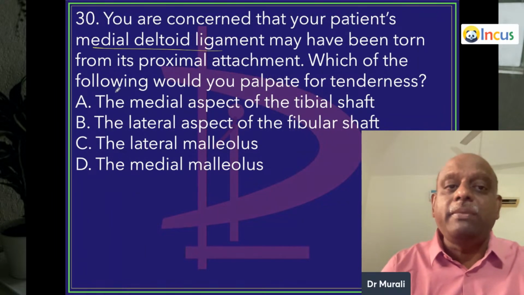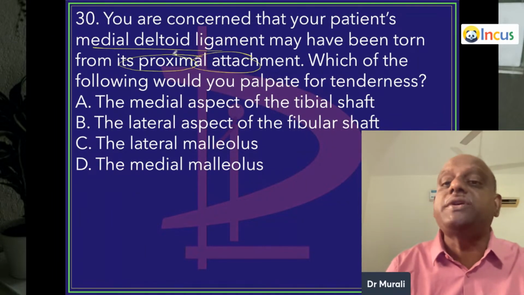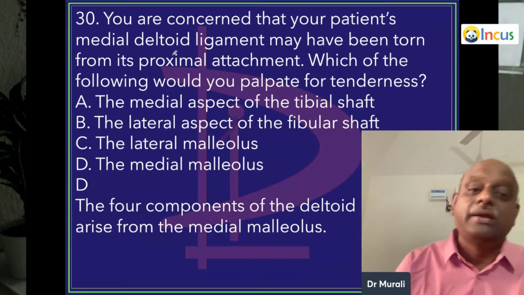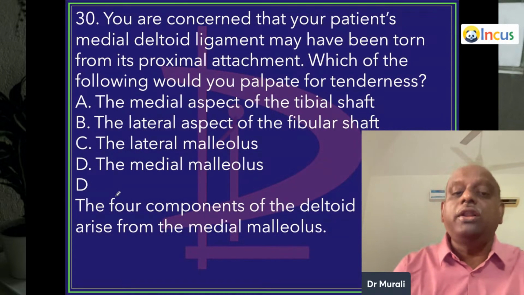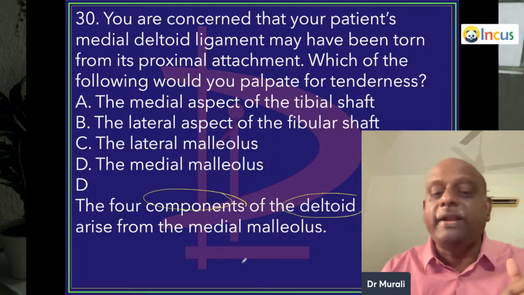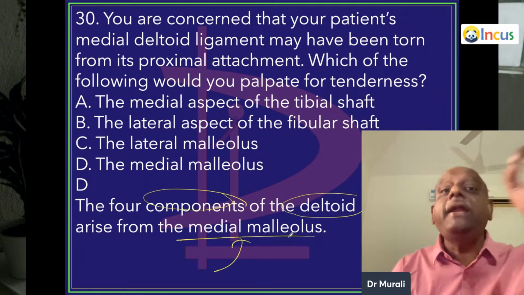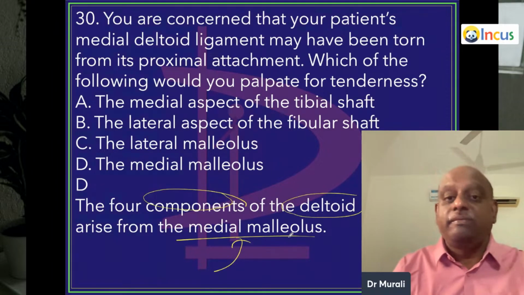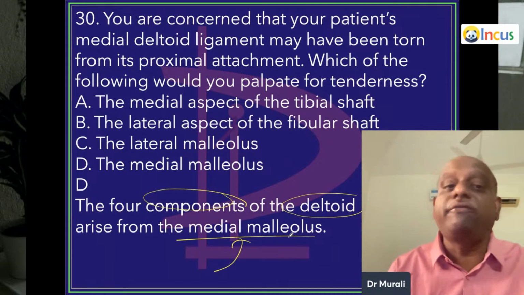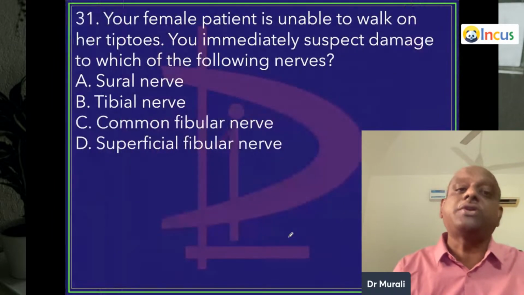The medial deltoid ligament is being torn from its proximal attachment. So all four components of the deltoid ligament, from where do they arise? The medial malleolus. The medial malleolus, where you find the tenderness, is what you need to remember.